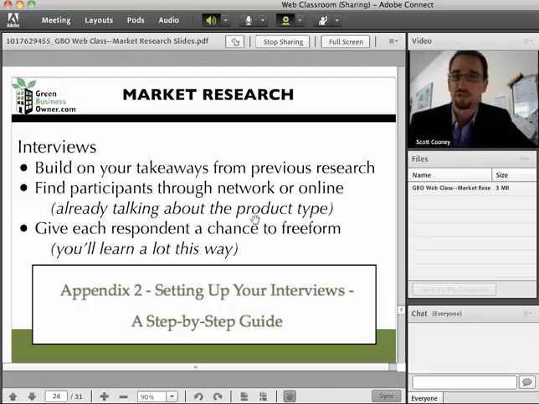Give each respondent a chance to freeform. This is extremely important, because no matter how good your questions were coming into this market research exercise, there are things that you haven't thought of. Even if you hire it out, even if you talk to a bunch of colleagues and peers and try and get them to give you what they think you need to find out, there will always be stuff that you don't know.